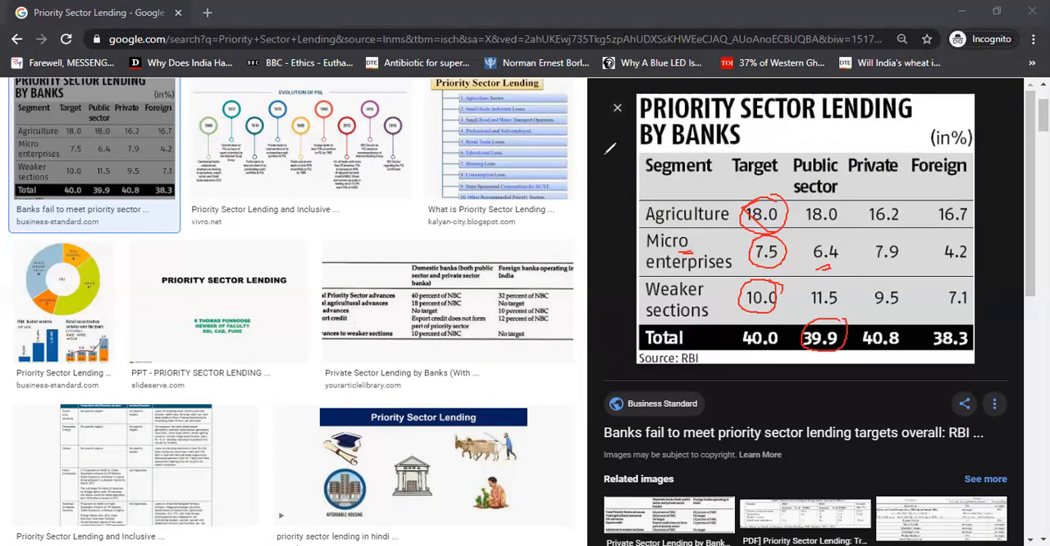So if you see these figures, 18%, 7.5%, 10%, try to remember these areas. No need of remembering who failed and what. So agriculture 18%, micro enterprises 7.5%, weaker sections 10%. That's it. We'll keep it until here only in this particular session.